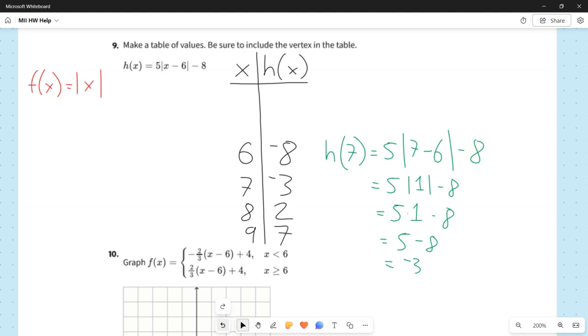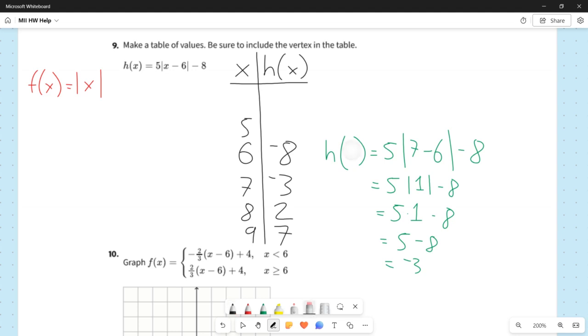We're almost done, except I think it would also be good to include units to the left of the vertex. So we want 1 unit to the left of 6, which is 5. And if we plug in a 5, here's what happens. 5 minus 6 is negative 1.